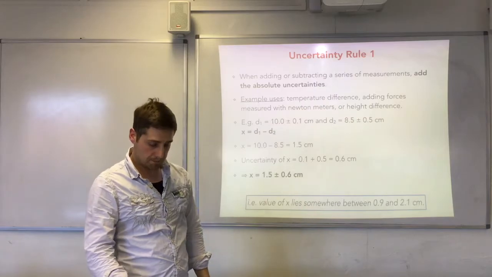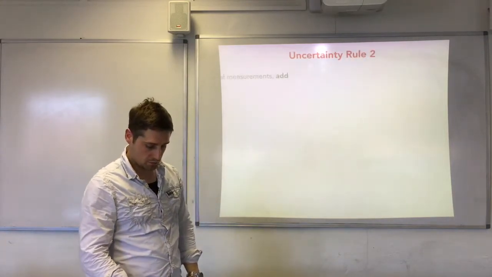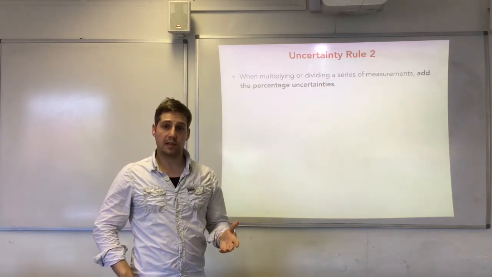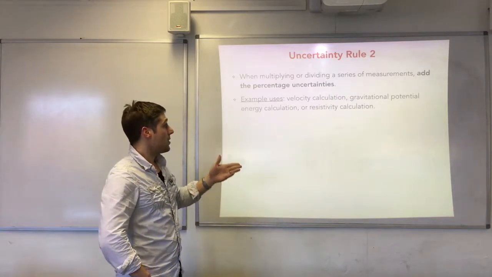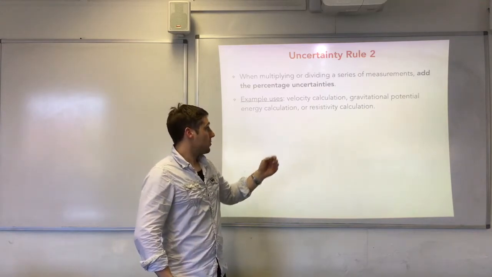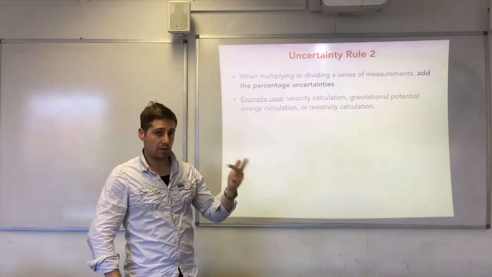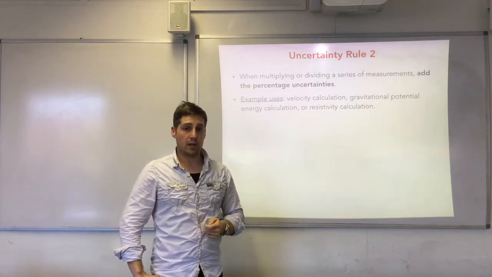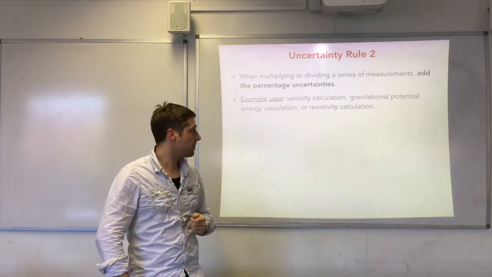Right, that's rule 1. Rule 2, which as I said is the most common of the rules to use. If you're multiplying or dividing, then you add percentage uncertainty. When would you use this? If you're doing a velocity calculation, distance over time, gravitational potential energy calculation, so that's mass times the gravitational field strength multiplied by the change in height, or a resistivity calculation, if you're calculating resistivity, RL over A.